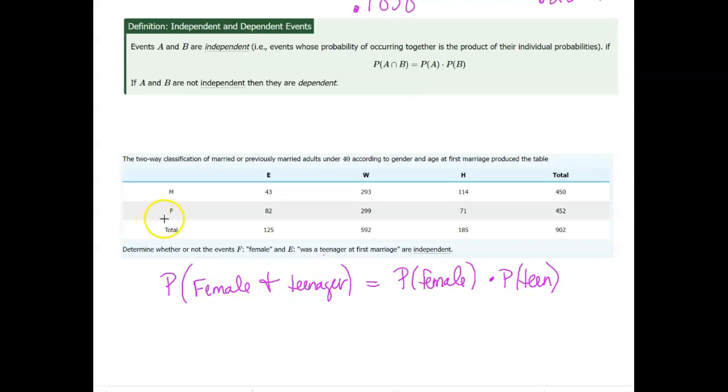So here's female, and what is E? I think I cut off the table. E, W, and H.